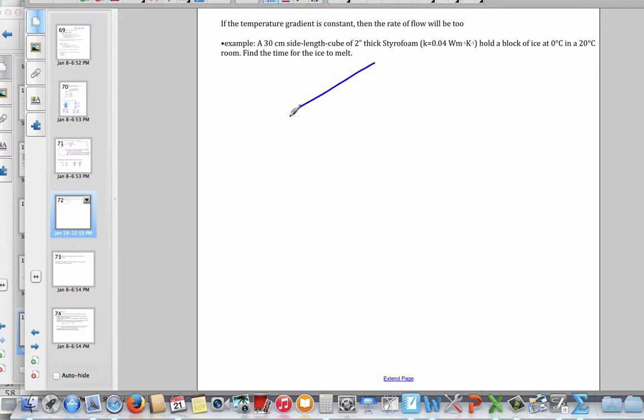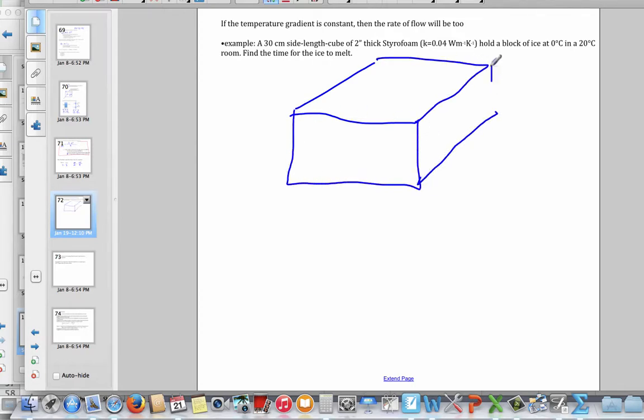Okay, so here's our cooler, styrofoam, and then we've got ice melting on the inside. Now the fact that we're melting ice means that it's 0 C inside and constant. And we're told the room temperature is 20 degrees. So we've got a constant temperature difference of 20 degrees there. So the ice, as it melts, will remain at a constant 0.